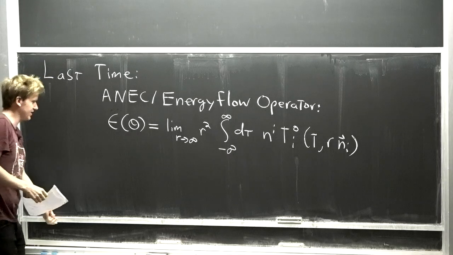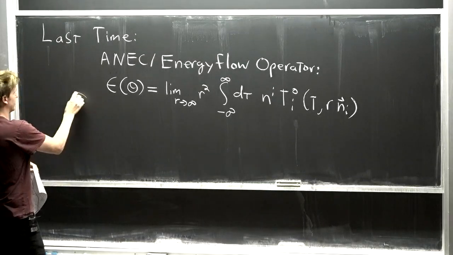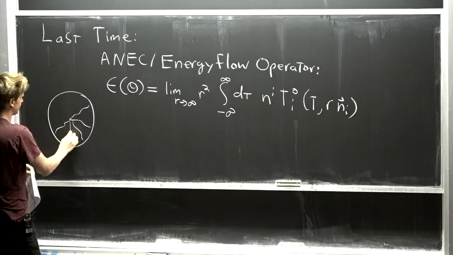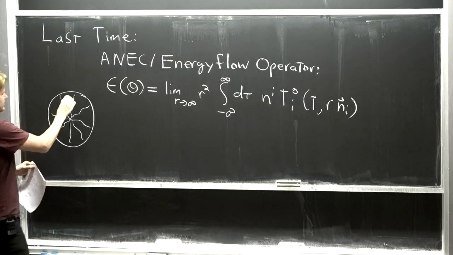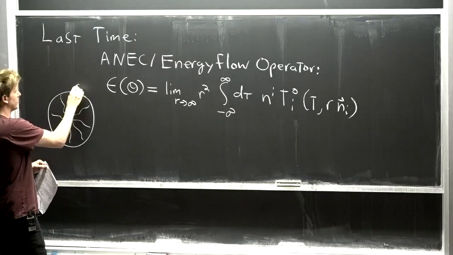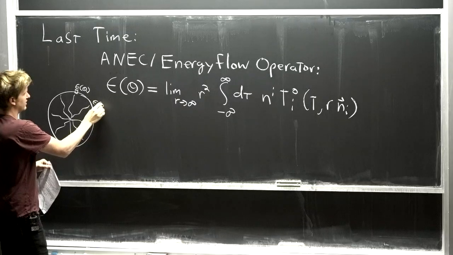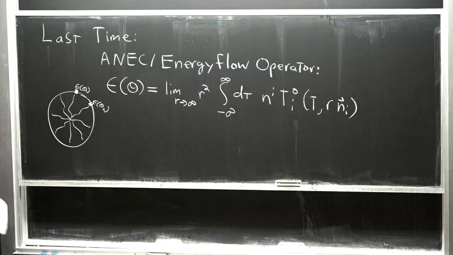I said one nice thing about these is that once you have them, if you have your collider where you produce some excitations coming out, you can now start to measure correlation functions of these objects by putting a bunch of different energy flow operators at different angles, for example like this. This allows you to probe correlations in the energy flux which is coming out, much like you would for the cosmic microwave background or something like that.